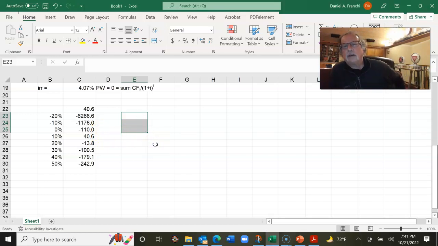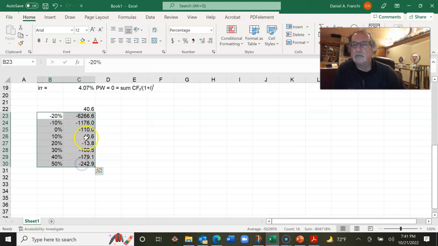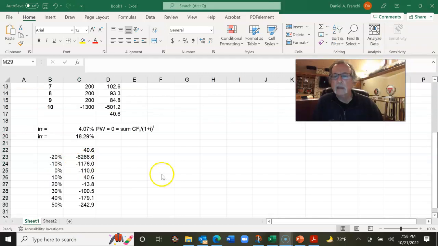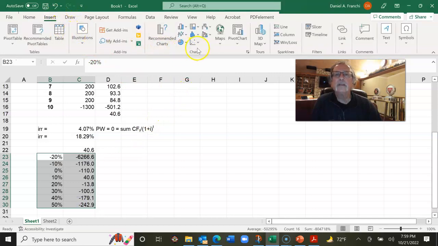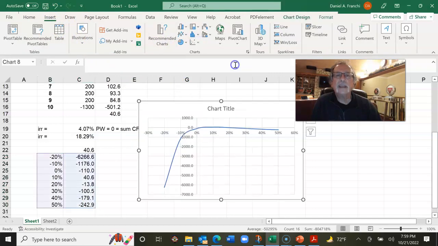What I want to do is I want to build a chart from this information. I just want to plot, this is my X variable, this is my Y variable. So what we want to do is put in a chart that plots the present worth, that's this column right here, as a function of the interest rate. So we have the formula right here. We've already populated our data table. Let's go into the charts. Let's insert a scatter chart.